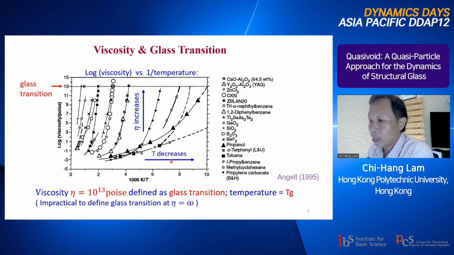Now, as temperature decreases, the viscosity of a glass or the supercooled liquid increases. When the viscosity reaches a really high value, which is not infinity, then this is defined as the glass transition. And the temperature at which it occurs is called the glass transition temperature.